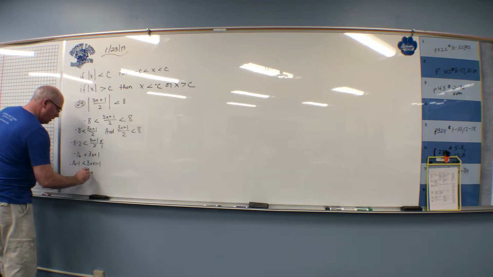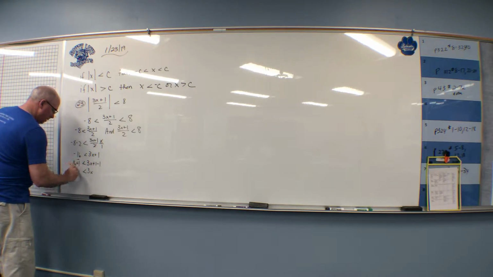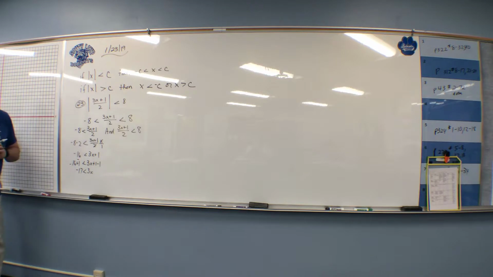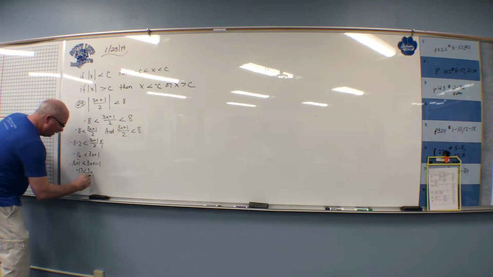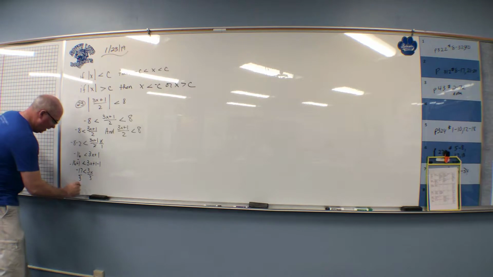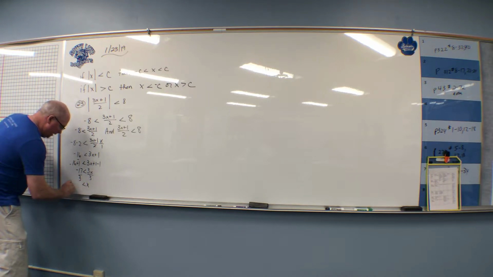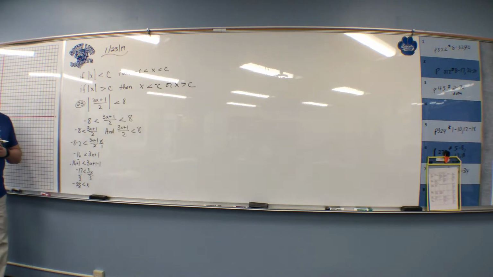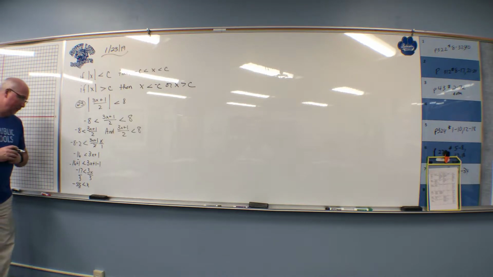And I get 3x is, okay, and that's not going to be a very nice number, is it? Because then I divide by 3. Do I switch the sign? No. So I have x is greater than negative 5 and 2/3. Is that correct? Not a very fun answer, is it? Okay.